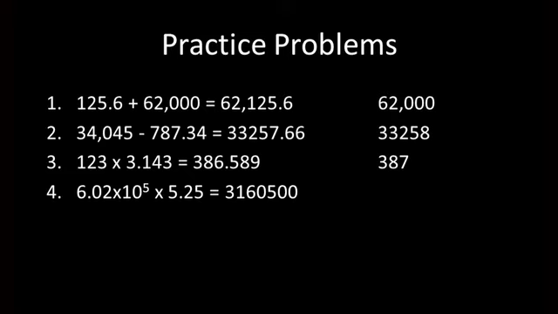Our final question, 6.02 times 10 to the 5th times 5.25. If you look at both of these numbers, they actually have the same number of significant digits. Both have 3 significant digits. So our answer needs to have only 3 significant digits. So our final answer actually is 3.16 times 10 to the 6th.